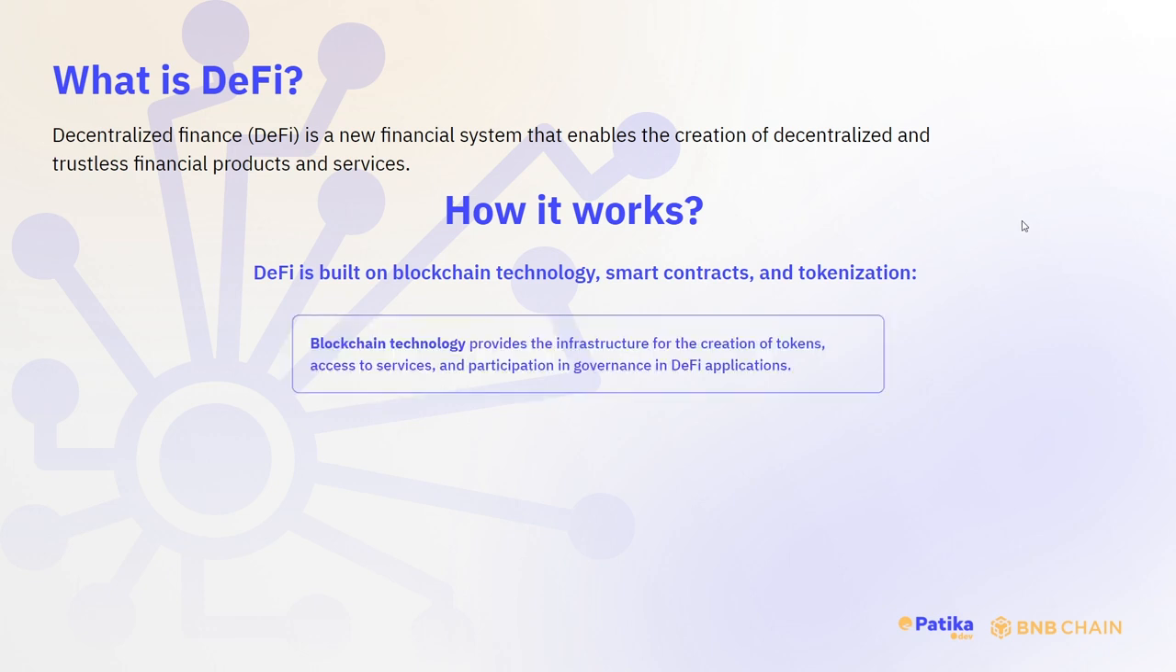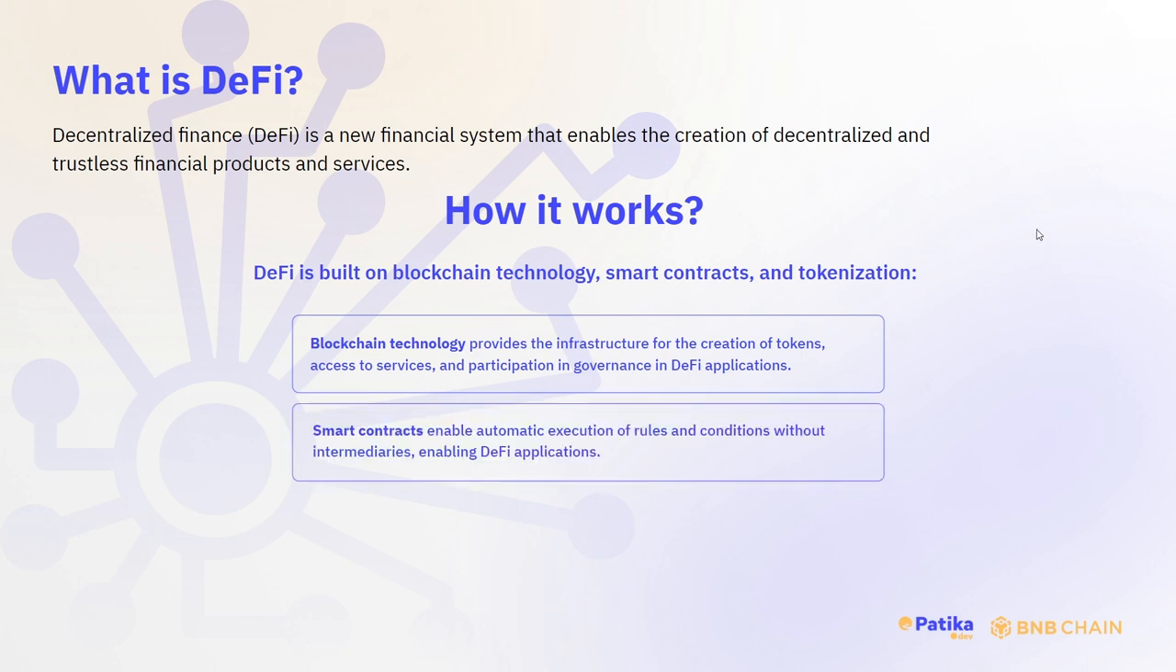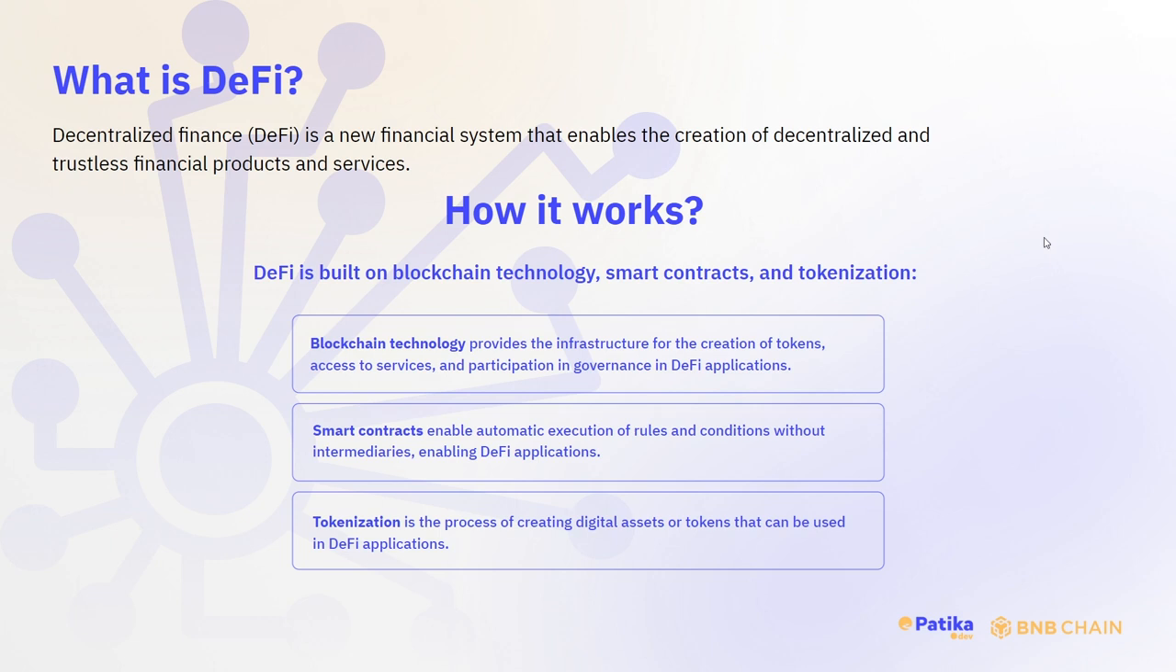Blockchain technology provides the infrastructure for the creation of tokens, access to services, and participation in governance in DeFi applications. Smart contracts, on the other hand, enable automatic execution of rules and conditions without intermediaries, and this enables DeFi applications. Tokenization is the process of creating digital assets or tokens that can be used in DeFi applications.